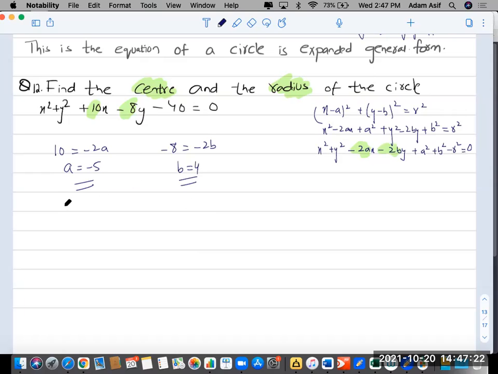Okay. तो center क्या हो जाएगा आपका? Center of the circle is going to be minus 5 comma 4. A comma b were the coordinates of the center of the circle. So minus 5 comma 4.